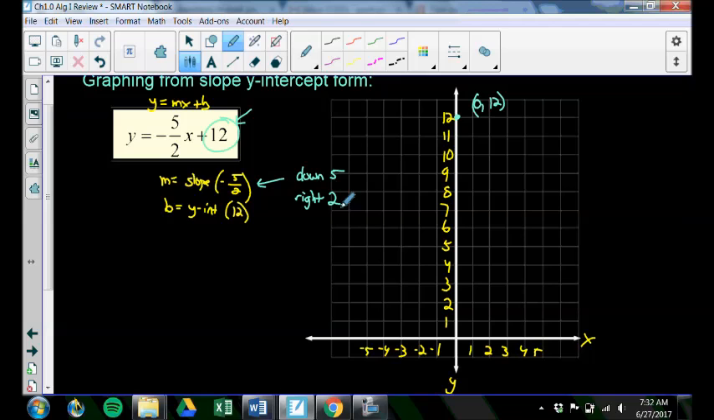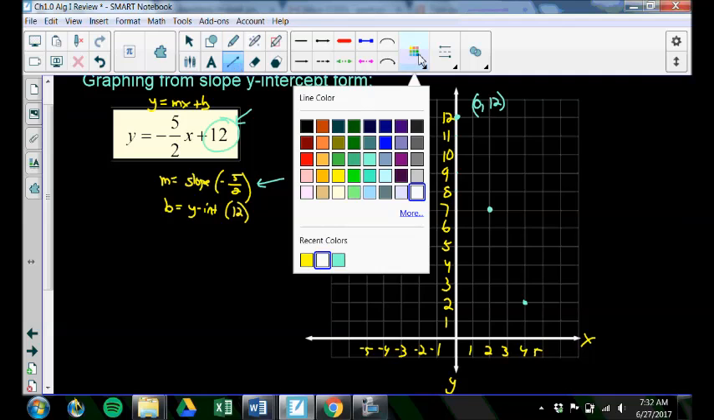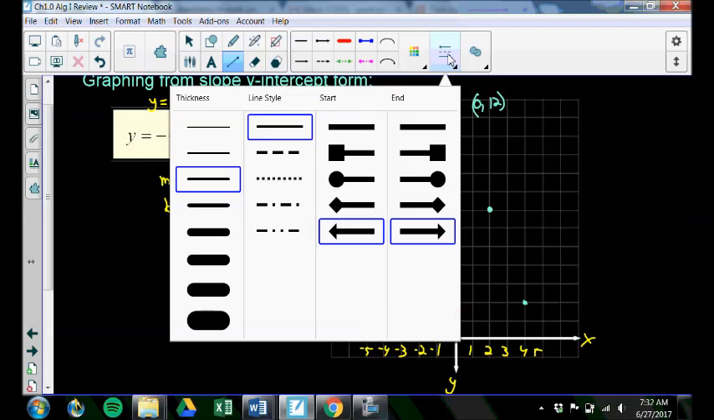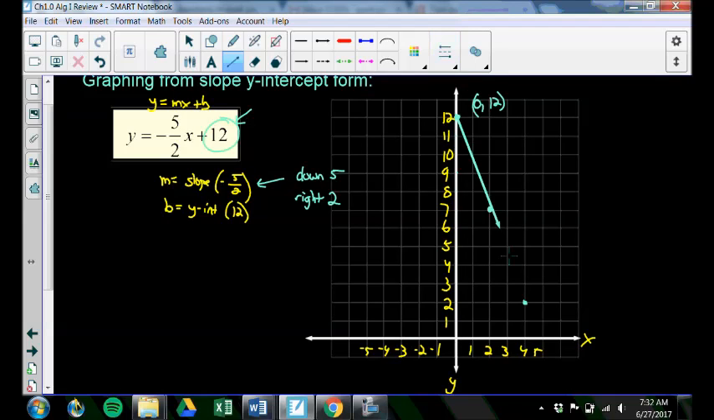I can do that from any point that I want, any point that I have on the graph. Right now, the only point that I have is the point 0, 12. So from this point, I count down 5, right 2, and that's one point on my graph. Then I'll go down 5 again, right 2 again. There's another point on my graph. Now, once you have 2 points, you can connect them. 2 points make a line. But the further out you can space those points, the better. Here is the graph.